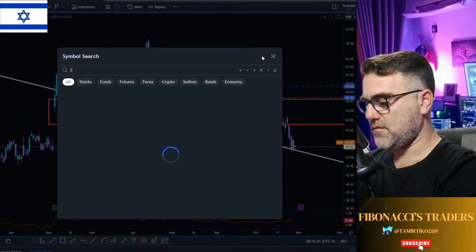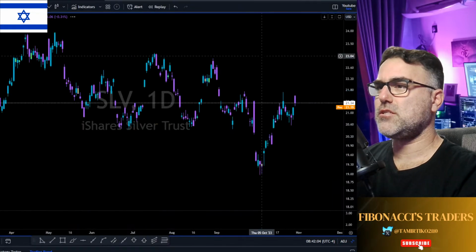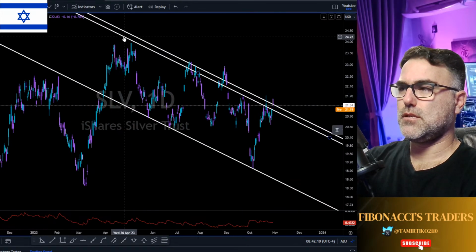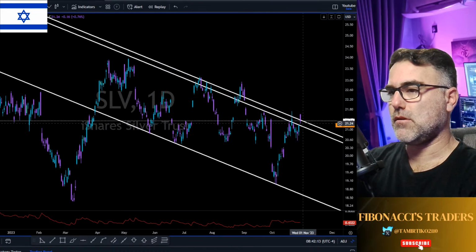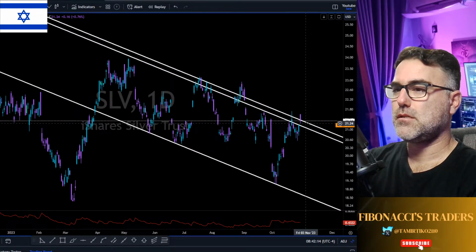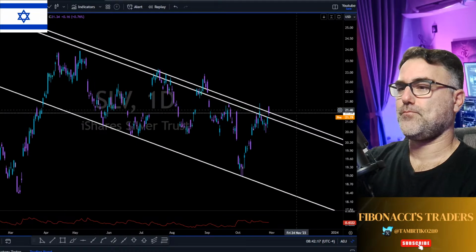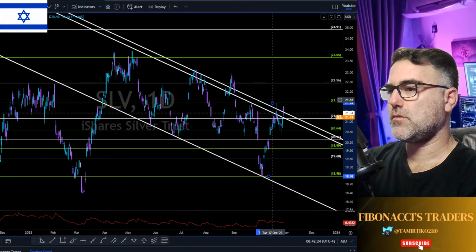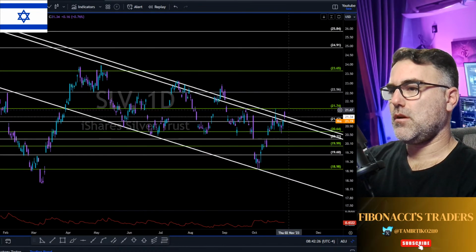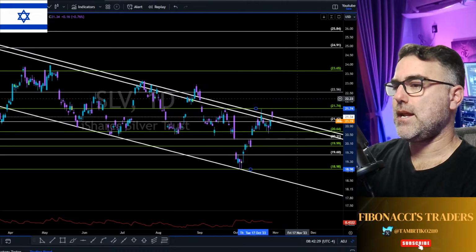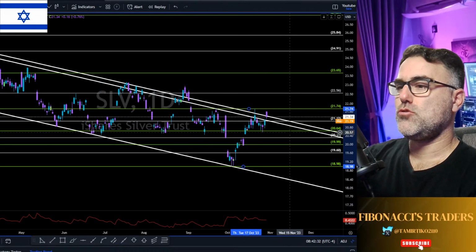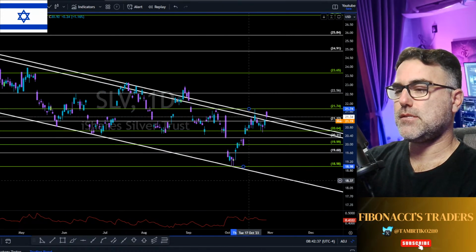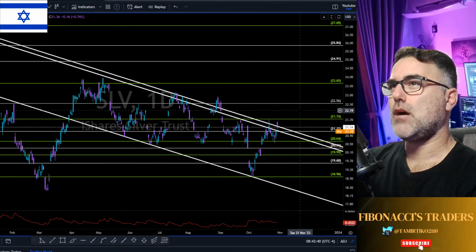Silver, SLV. What has changed since yesterday? Nothing. Once again, this zone, not red, white zone, trend lines, resistance. Too many gaps. Why silver? In my opinion, only above 21.80 if you want long. Short below 20.64, and then we are heading towards this gap and this white trend line to the downside.